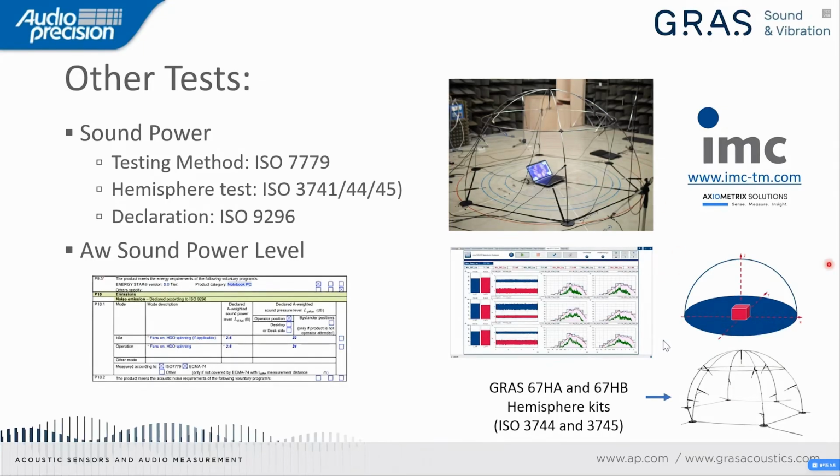In the case of Audio Precision, we do not provide software for sound power measurements, but for an application like this, we can rely on the hardware and software of another company within the Axiometrix Group. This company is a German company called imc Test and Measurement, which is a sister company of GRAS and Audio Precision, and provides the hardware and software that can be used in combination with the GRAS hemisphere kits for sound power testing. So you are welcome to visit the imc Test and Measurement website for more information about that.